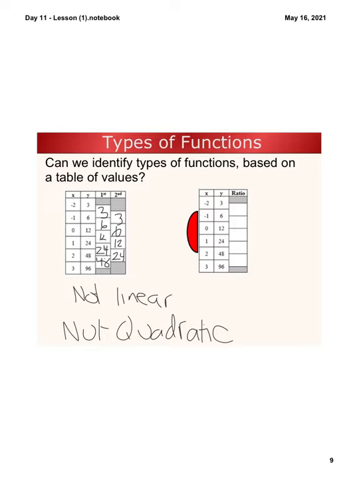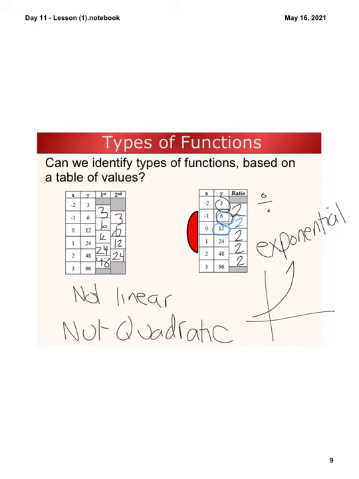Ratio is the exact same as first and second, except instead of subtracting, we're going to be dividing. So I'm going to be doing 6 divided by 3. That gives me 2. And then I'm going to be doing 12 divided by 6. That gives me 2. 24 divided by 12, 48 divided by 24, and 96 divided by 48. If the ratio is all the same, that means that we have an exponential relation. So this is something that looks like this, which is what we did last week.